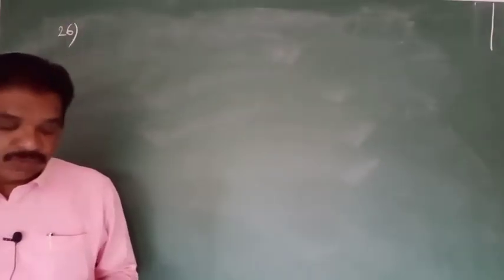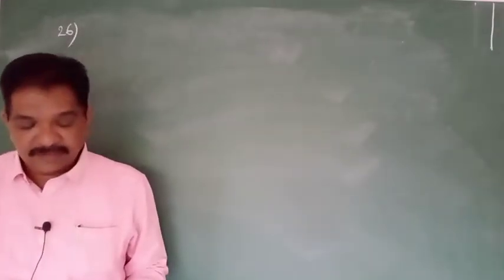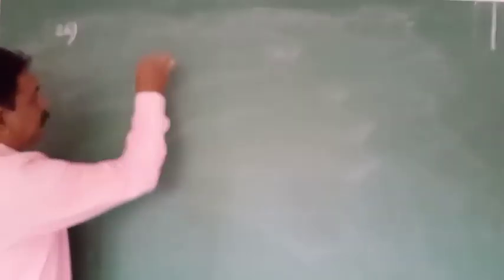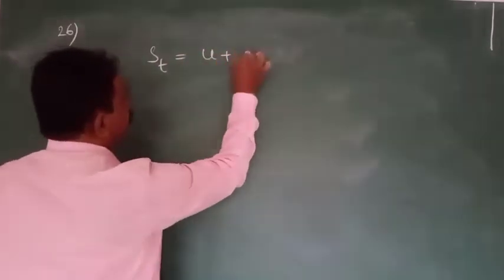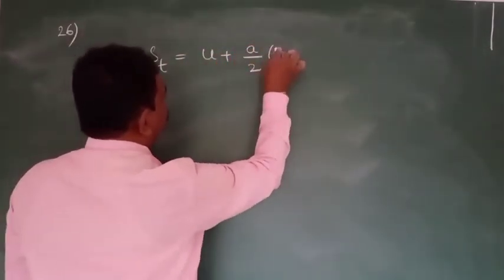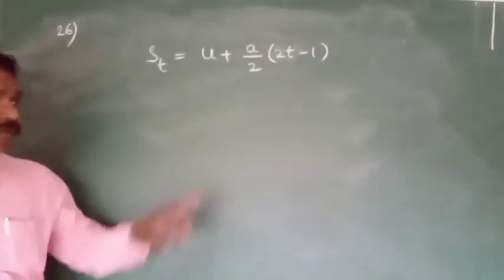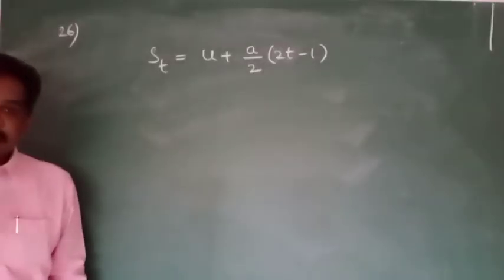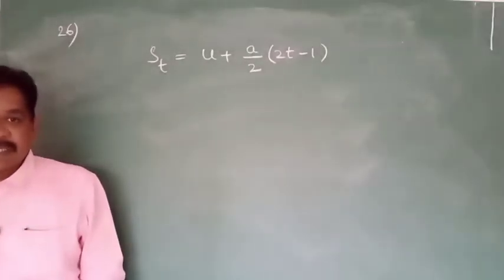Sn is equal to u plus a by 2 into 2t minus 1. St is equal to u plus a by 2 into 2t minus 1. This is the formula. What is this formula? Distance traveled by the body in the tth second.